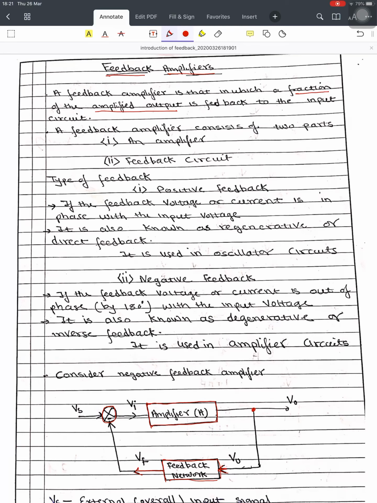Now before we proceed further, let's discuss two types of feedback: positive feedback, which is used in oscillators, and negative feedback, which is used in amplifier circuits. In positive feedback, the signals Vs and Vf will be in phase with each other, and for negative feedback, Vs and Vf will be out of phase with each other by 180 degrees.